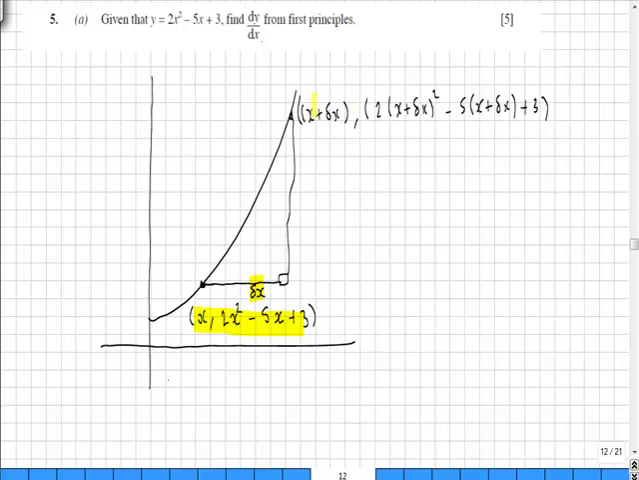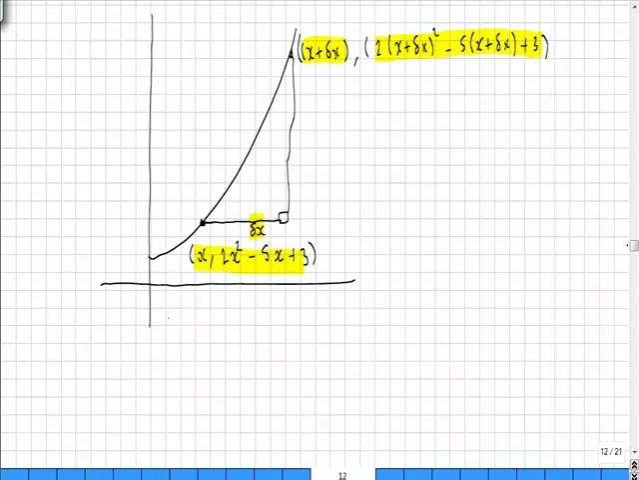We can then generate two new coordinates, an x-coordinate of x plus delta x, and then a y-coordinate of 2 brackets x plus delta x all squared minus 5 brackets x plus delta x plus 3, i.e. taking into account that movement of delta x across the x-axis. The next stage is, because we've moved such a tiny distance, we can work out the gradient of this section of the curve as we would work out the gradient of a straight line.